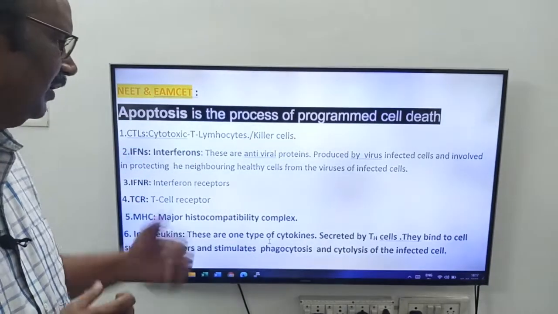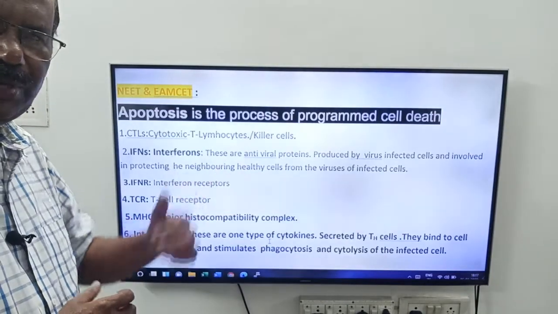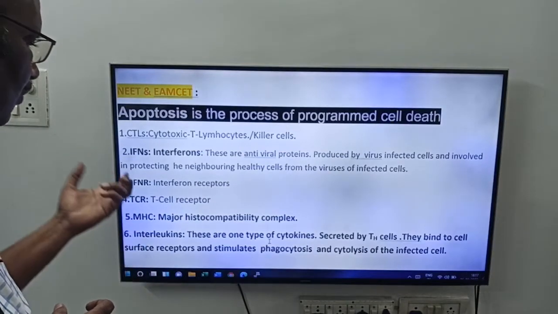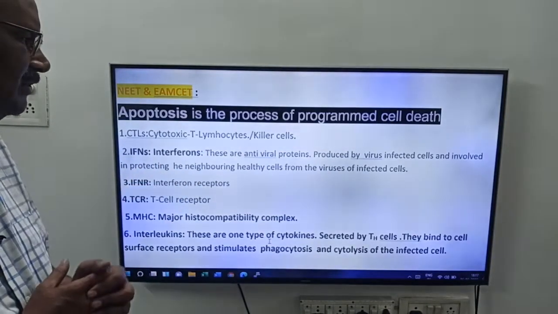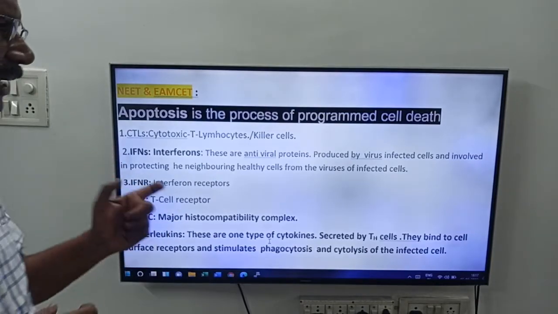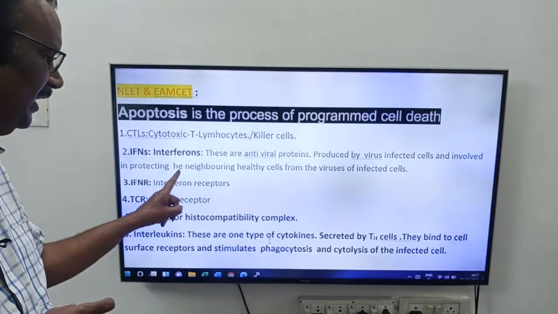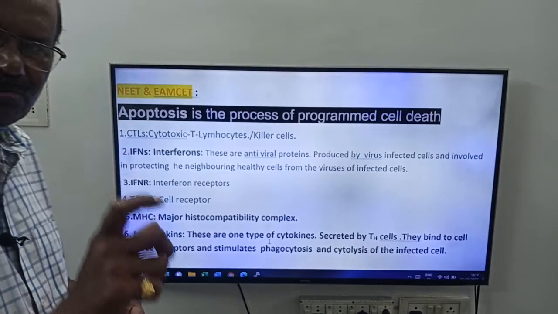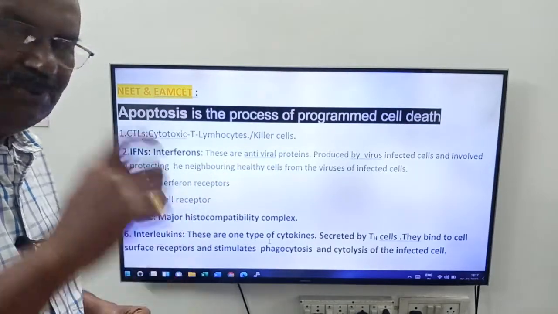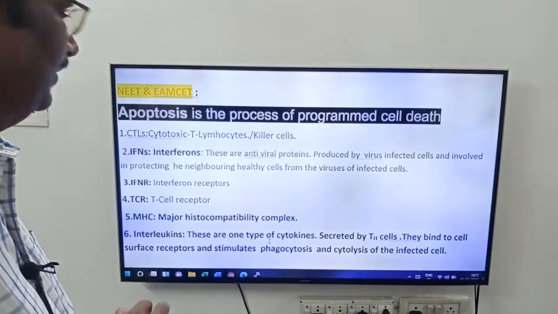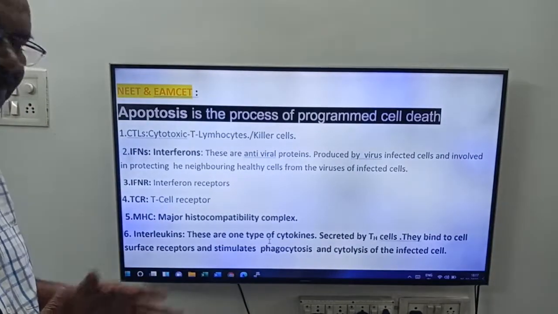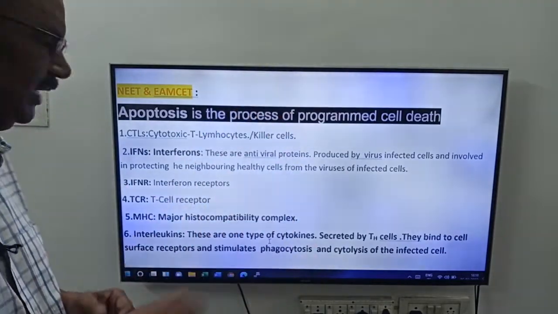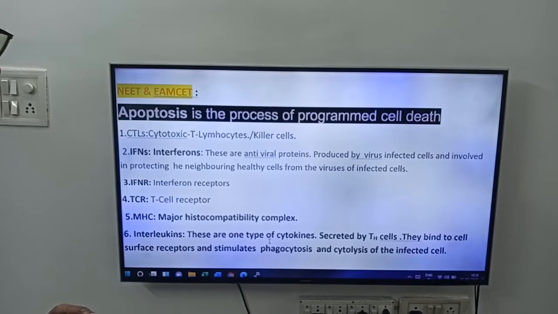IFNs, interferons. These are antiviral proteins produced by virus infected cells and involved in protecting the neighboring healthy cells from the viruses of infected cells. What are IFNs? Interferons are antiviral proteins produced by virus infected cells and involved in protecting the neighboring healthy cells from the virus infected cells. Very, very important, friends.